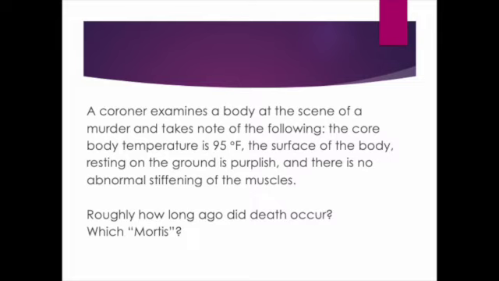A coroner examines a body at the scene of a murder and takes note of the following. The core body temperature is 95 degrees Fahrenheit. The surface of the body resting on the ground is purplish, and there's no abnormal stiffening of the muscles. So roughly, how long ago did this death occur? And which mortis can you use to help think about this?